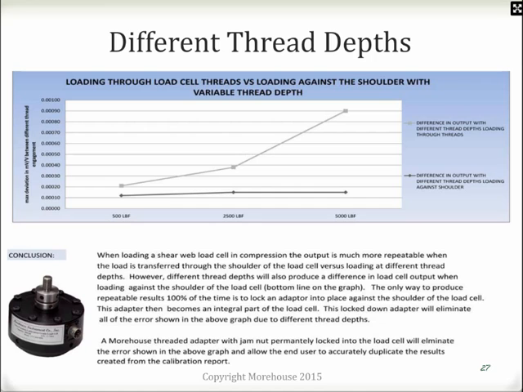So, conclusion on this one: the only way to produce repeatable results 100% of the time is to lock an adapter into place against the shoulder on the load cell. This adapter then becomes an integral part of the load cell. This lockdown adapter will eliminate all of the errors shown in the above graph due to different thread depths. A Morehouse threaded adapter with jam nut permanently locked into the load cell will eliminate the error shown in the above graph and allow the end user to accurately duplicate the results created from the calibration report.